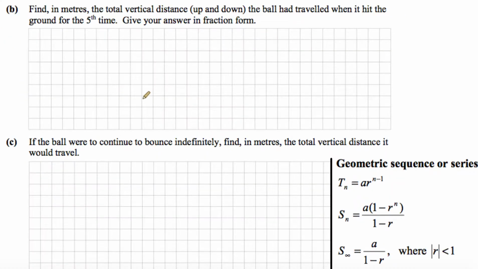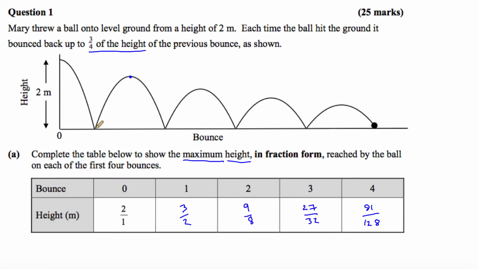Part B says find in meters the total vertical distance up and down the ball had travelled when it hit the ground for the 5th time. Give your answer in fraction form. Okay, so again, it's the total vertical distance, which is important, up and down, when it hit the ground for the 5th time. So if we go back, this is where it hits the ground: 1st, 2nd, 3rd, 4th, and 5th. So we're looking for the vertical distance.